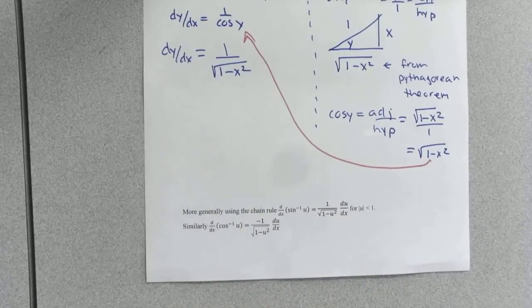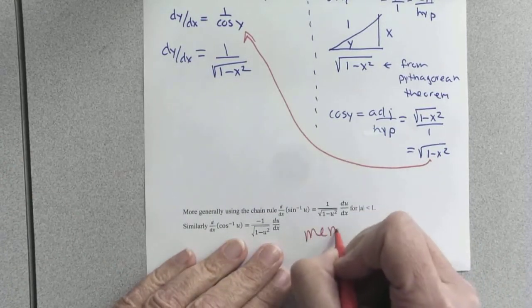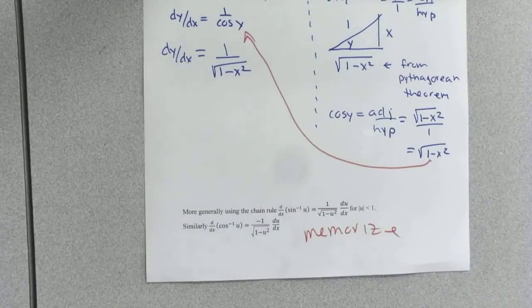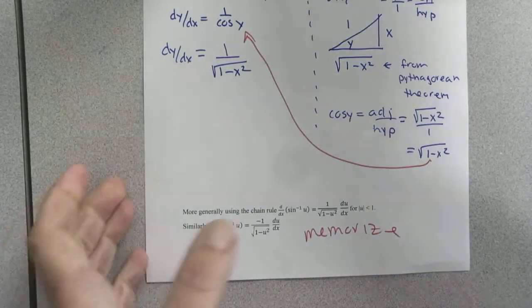Similarly, cos inverse has the exact same derivative but negative. And so you need to memorize this. You don't have to be able to calculate it. We calculated it there, but you just need to memorize it and be able to use it. So let's use it.